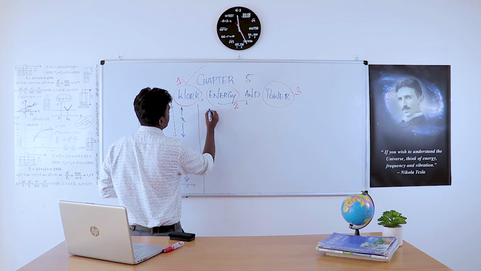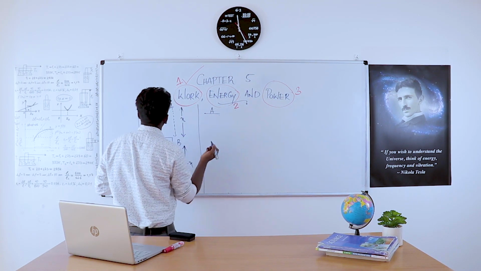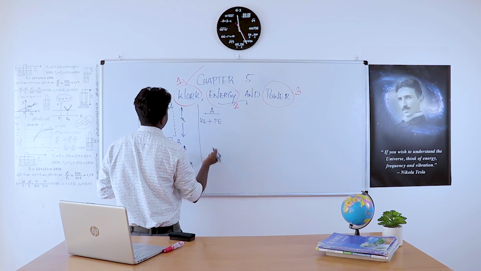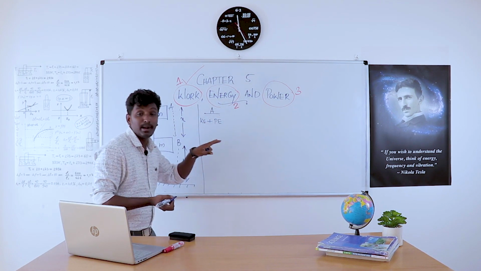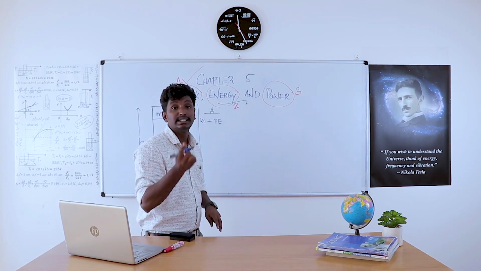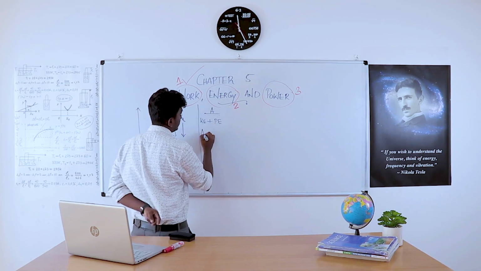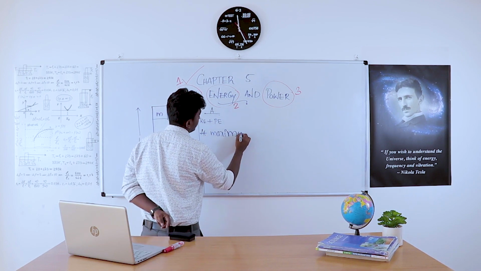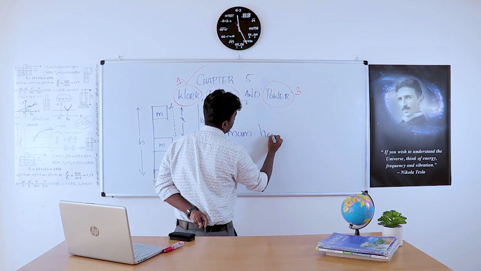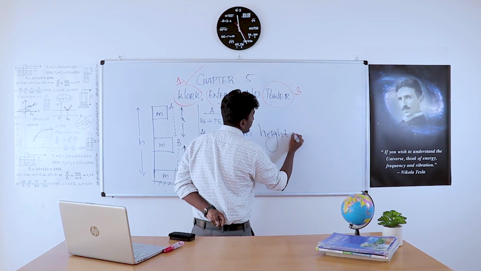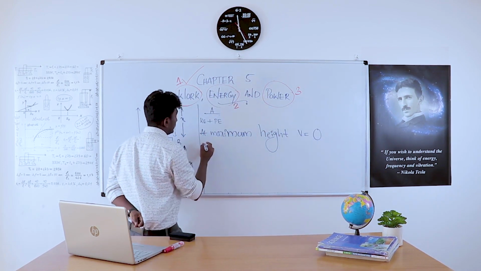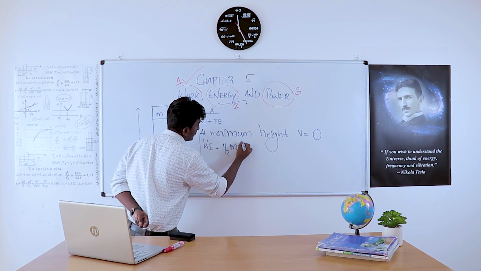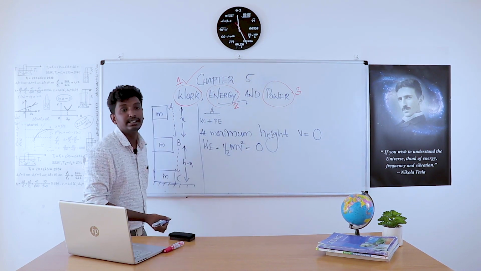Total energy at A is kinetic energy plus potential energy. Here at maximum height, the velocity of the object is 0. Therefore, kinetic energy, which is half mv square, is 0, since v is equal to 0.